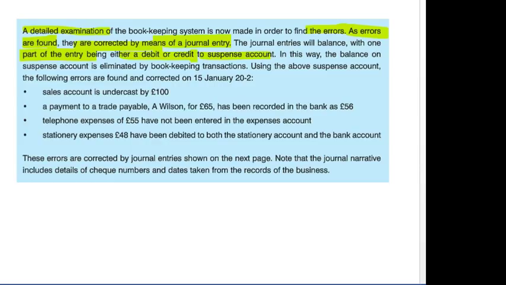What they meant to say is here, you will find the obvious error, will correct it, and the opposite would be a debit. Not quite get it? Let's work it. Yeah, let's keep going. Yeah, when we'll work out the example, we'll be more clear. In this way, the balance on the suspense account is eliminated using the above suspense account. The following errors are found. All right, we have given with 1, 2, 3, 4 errors. These errors we will correct through journal entries, and we'll take it into our T account. Top and both sides of our T account should equal.